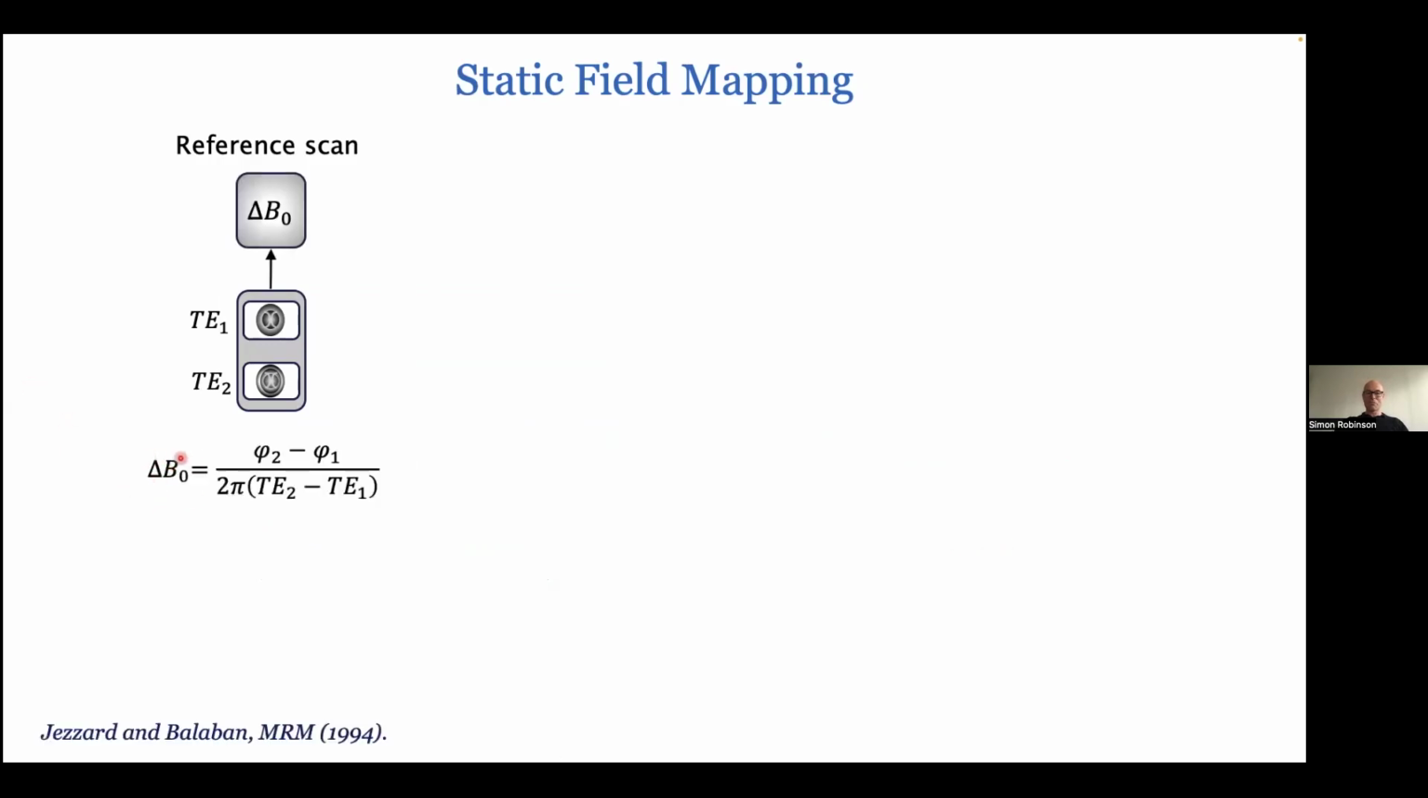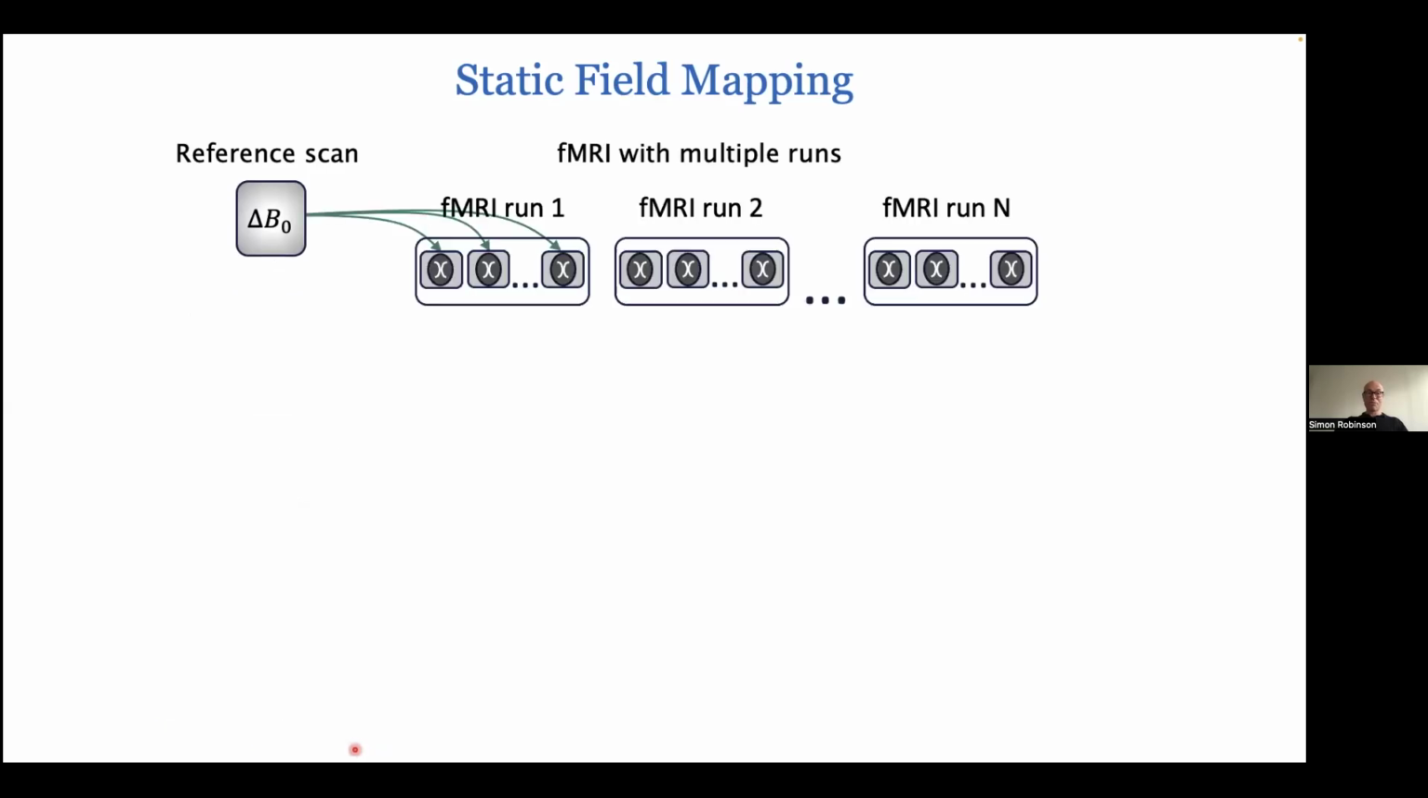So the classic way to deal with this problem is to acquire reference scan data and look at the phase at 2 echo times and calculate a field map. And this goes back now 30 years to Jezzard and Balaban's seminal paper on field mapping. The problem with that is that the field map, you would then apply to all of the EPI magnitudes, usually in multiple fMRI runs, possibly over the course of up to an hour, however long an fMRI experiment takes.